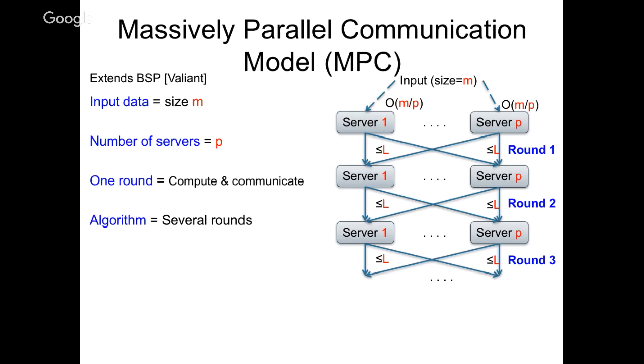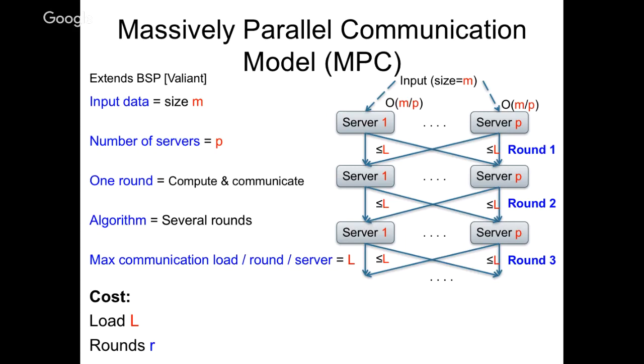The only cost, there are two cost parameters. One is what we call the load, which is the maximum amount of data that any server receives during one round, and the total number of rounds. This is the only cost. This is what we are trying to minimize in this model.